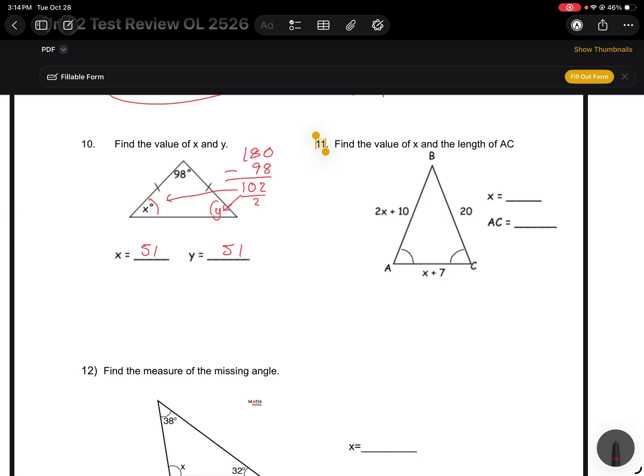Okay, find the value of x and the length of AC. Since we know these two angles are the same, then these two sides are the same because it's an isosceles triangle. So 2x plus 10 is equal to 20. Then we can subtract 10 from both sides, and then divide by 2 on both sides. So that leaves me with x is equal to 5. And then we can plug that in for AC. This will leave me with AC is equal to 12.